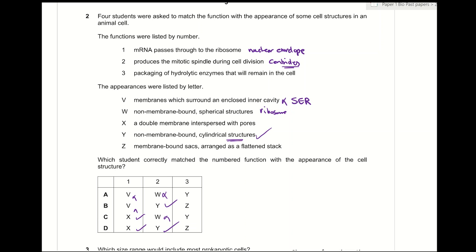Therefore, Y is correct. For 3, packaging of hydrolytic enzymes that will remain in the cell. As we all know, the packaging and modifying of proteins is done by the Golgi body. Therefore, here we have a choice between Y and Z. Y, we know was the centrioles, so this is incorrect. And Z, membrane-bound sacs arranged as a flattened stack. The Golgi body, under an electron microscope, would look something like this, arranged as stacks over each other, almost like coins. Therefore, Z is the correct answer, and the answer is going to be D.